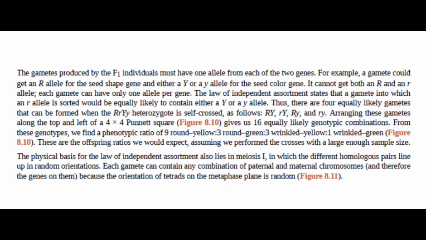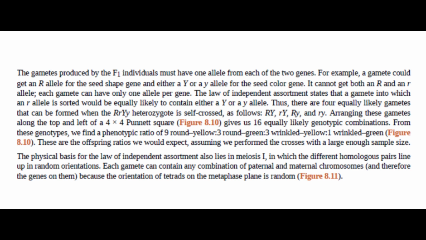The gametes produced by the F1 individuals must have one allele from each of the two genes. For example, a gamete could get a capital R allele for the seed-shape gene and either a capital Y or a lowercase y allele for the seed color gene. It cannot get both a capital R and a lowercase r allele. Each gamete can have only one allele per gene.